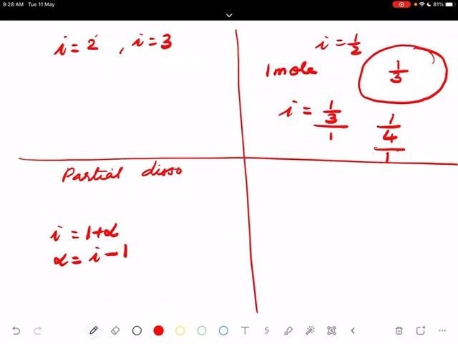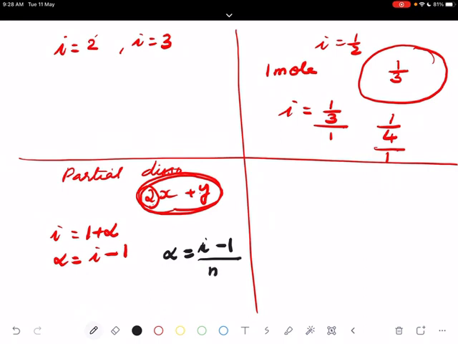So I minus 1. Or if the solute is getting dissociated into different particles, for example, x twice plus y, not only 1 here, maybe 2 or 3. So the total number of particles here, how many? Using that, you can find that alpha is equal to I minus 1 divided by n minus 1.